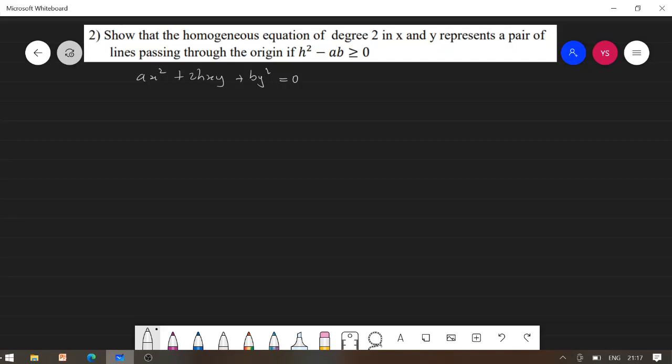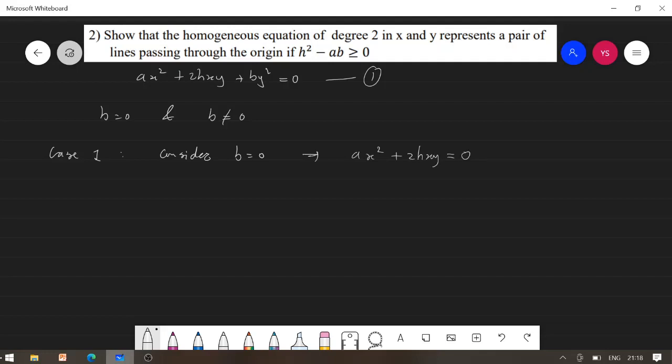Now there are two cases, one where the b value equals to 0 and the second where b is not equal to 0. These two cases are exhaustive here. So case number first, consider b equals to 0. That implies the standard homogeneous equation in x and y of degree 2 is of the form ax square plus 2 times hxy equals to 0.